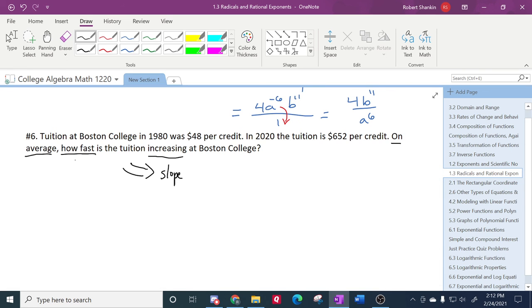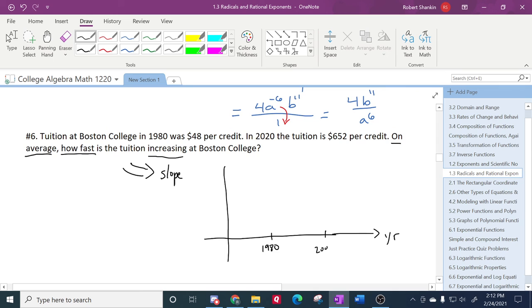Okay. Now, slope, if you were visualizing this, you might think of it like this. Here's 1980, so this is the year, and here's 2000, and here is, you know, like $48 per credit hour, and here's $652 per credit hour. Now this 48 would probably be much lower.